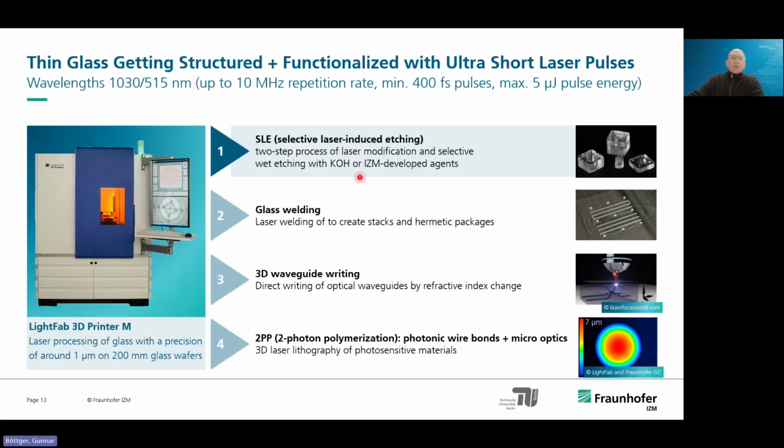How do we structure these glasses? Here we have ultra short laser pulses that can create 3D structured parts. This is the main process on the machine that we have available at IZM. It's selective laser induced etching. This machine can also do some glass welding, waveguide writing, and actually also some printing of polymers, but I would like to go into the selective laser etching part first.